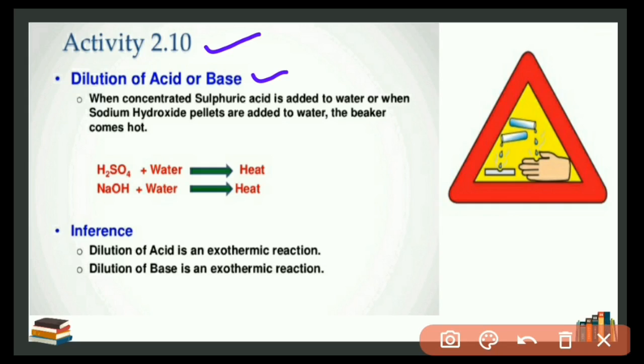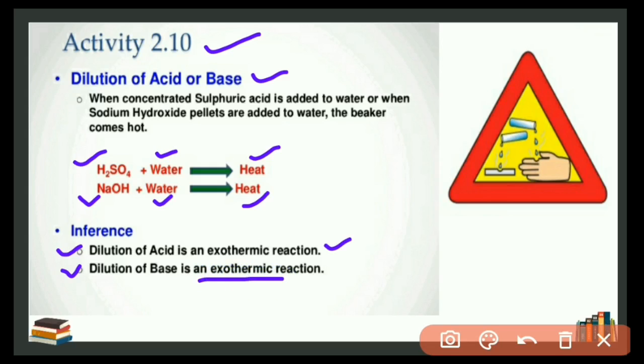This experiment is repeated with a base. When we add base to water and stir the beaker slowly, we observe that the base of the beaker also becomes hot, so it is also an exothermic reaction. We can write the chemical reaction: sulfuric acid reacts with water and releases heat energy, and a base when added to water also releases heat energy. So both are exothermic reactions. Inference: dilution of an acid is an exothermic reaction and dilution of a base is also an exothermic reaction.